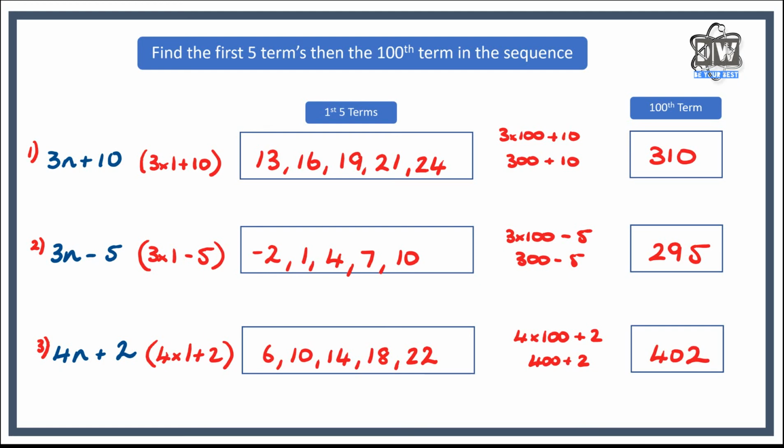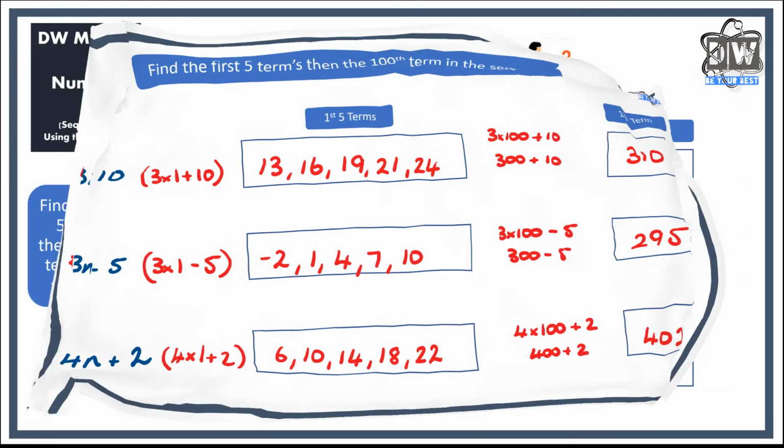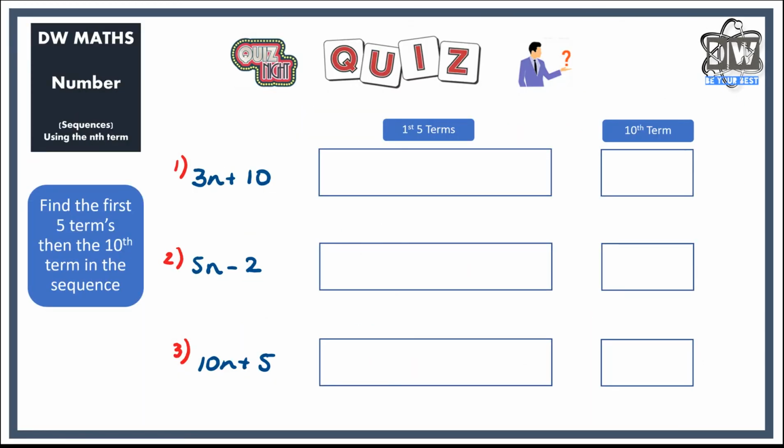I know you've all been waiting for this. It's time for the quiz now. Give all of these a go. I'm sure you'll be absolutely bob on. You're going to find the first 5 terms and then the 10th term. Come back and see if you've got them correct. Remember, only do this if you feel really comfortable with it. If you're struggling, go back and watch the video again from the start, but I'm sure you'll be absolutely fine.